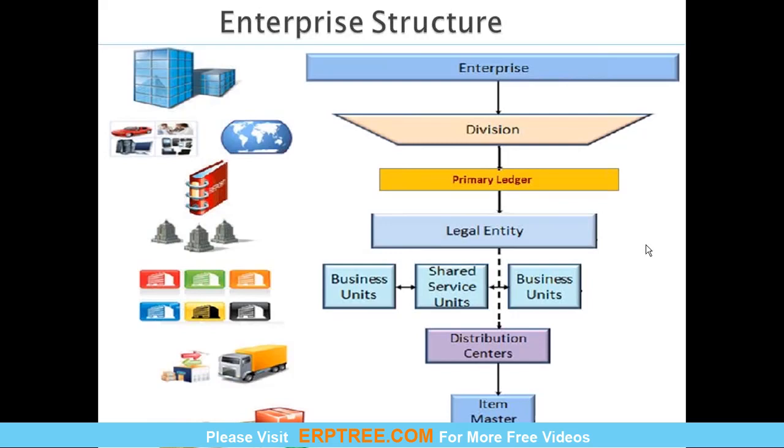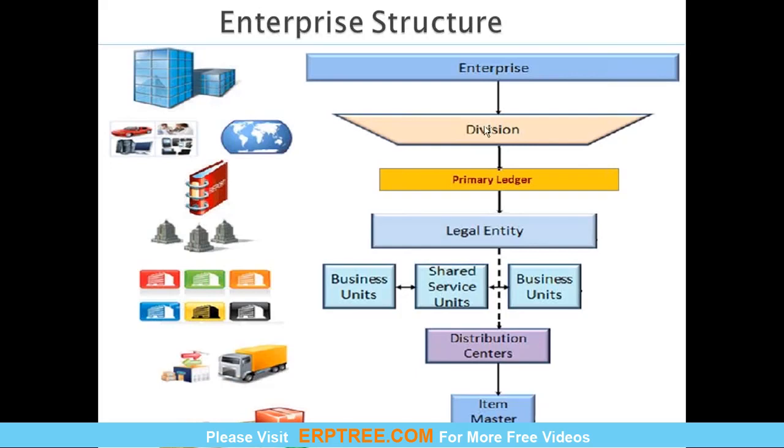So out of all these enterprise components or elements or units, divisions and distribution centers are optional. If really required for any organization, then only they'll go with the division. In the same way, if they are running a great volume of distribution activities, then only we may create some distribution center. But in terms of creation, it's the same as how an inventory organization is created.